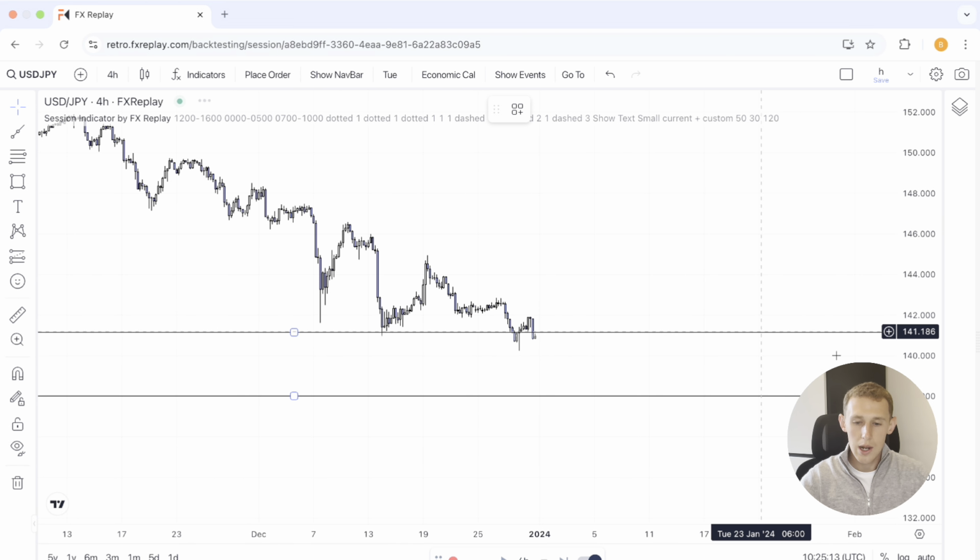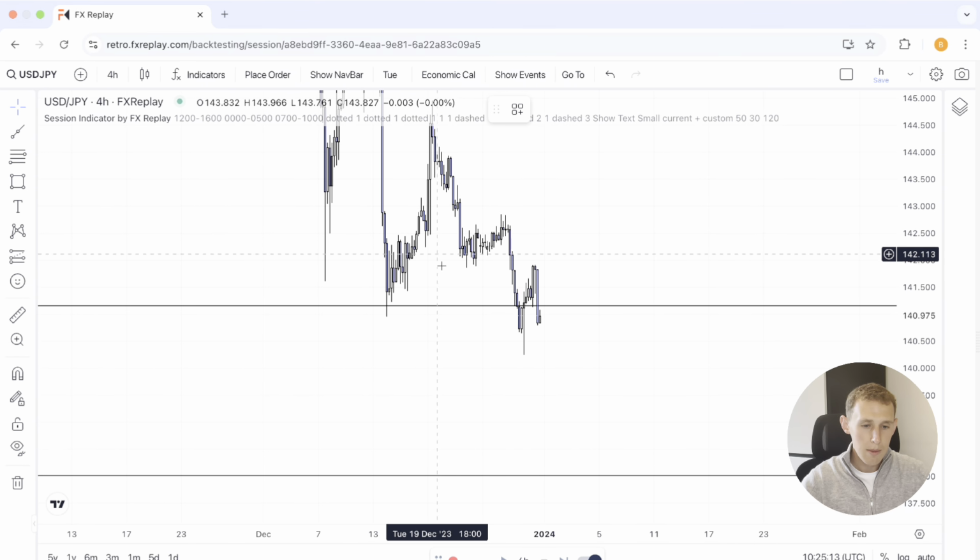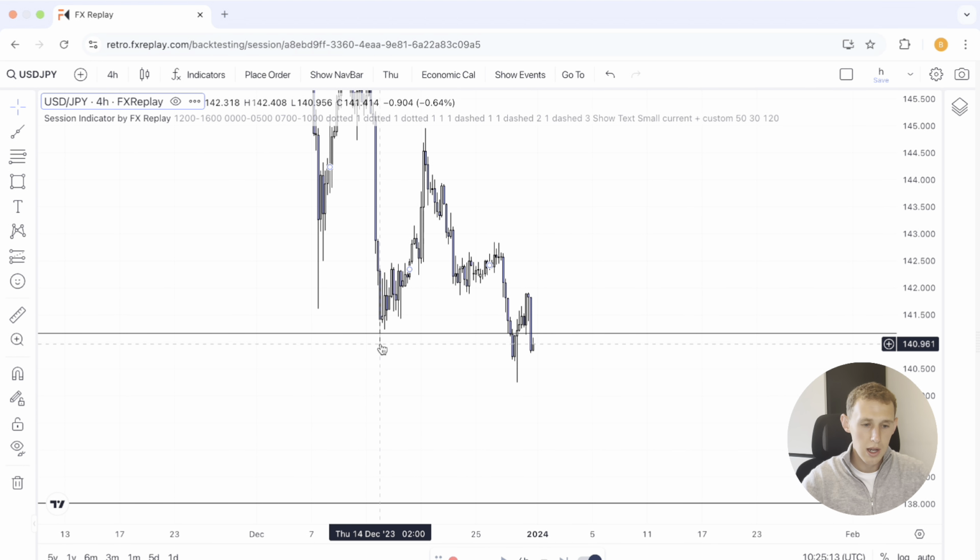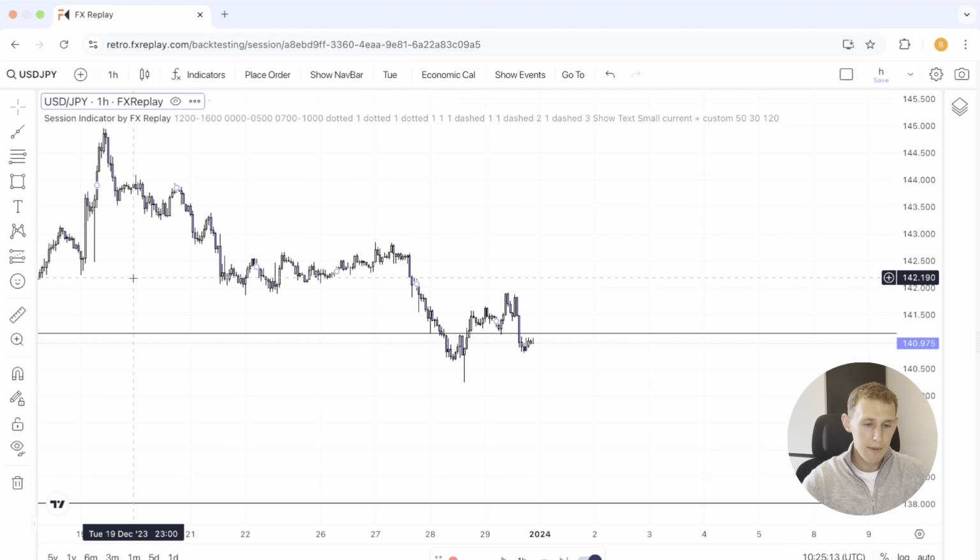Let's move on over to the lower time frames. 4-hour time frame is still bearish. This was the current breaker structure. Having a look at the 1 hour.